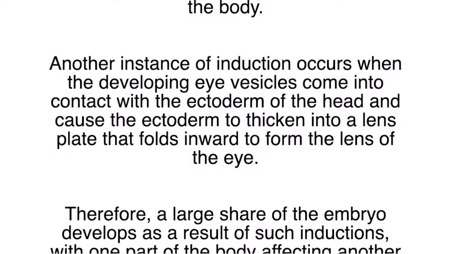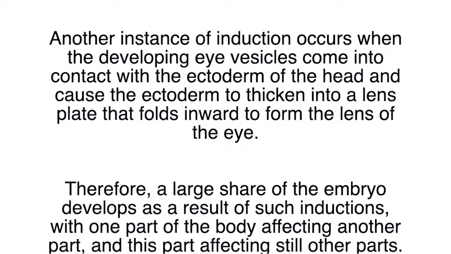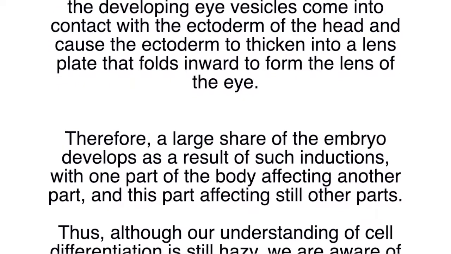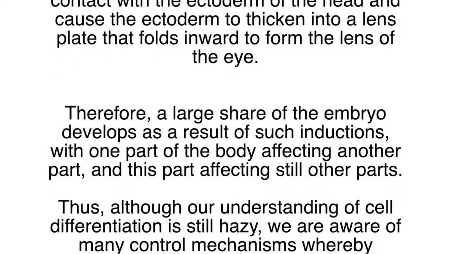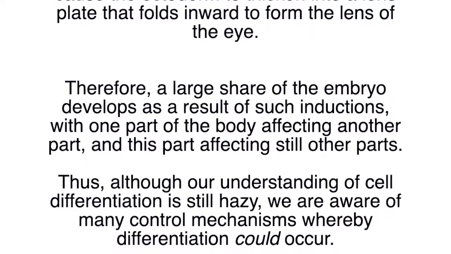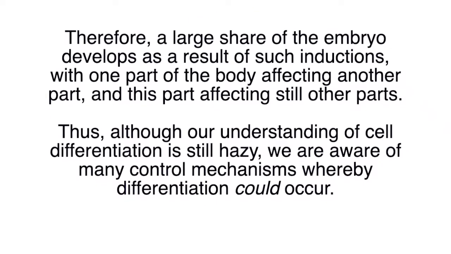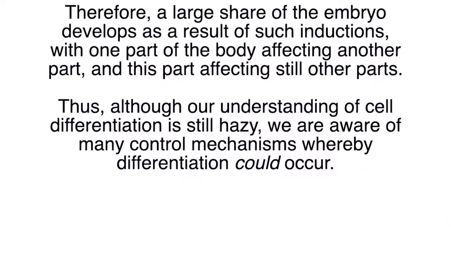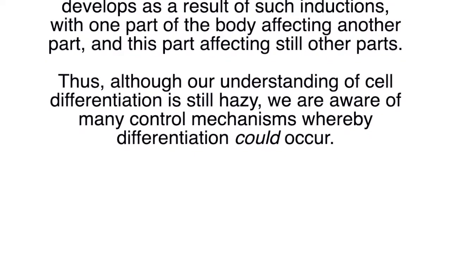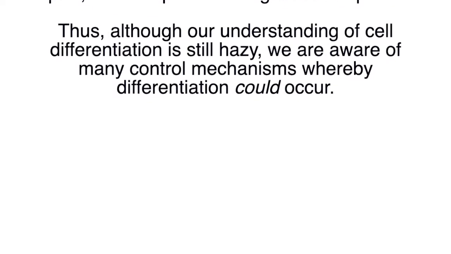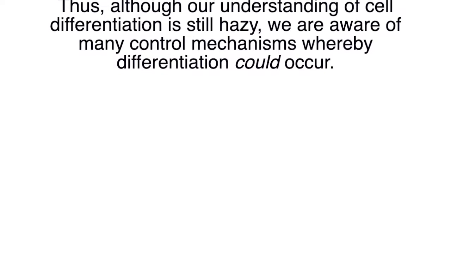Another instance of induction occurs when the developing eye vesicles come into contact with the ectoderm of the head and cause the ectoderm to thicken into a lens plate that folds inward to form the lens of the eye. Therefore, a large share of the embryo develops as a result of such inductions, with one part of the body affecting another part and this part affecting still other parts. Thus, although our understanding of cell differentiation is still hazy, we are aware of many control mechanisms whereby differentiation could occur.